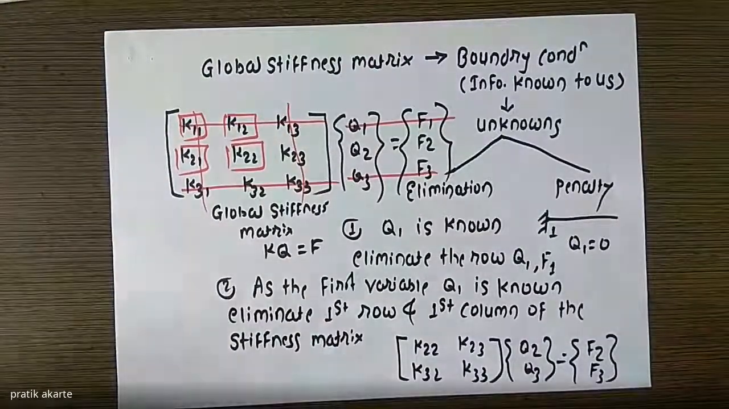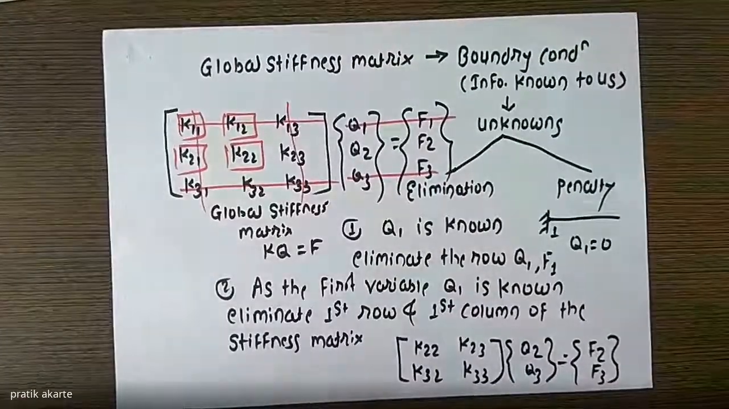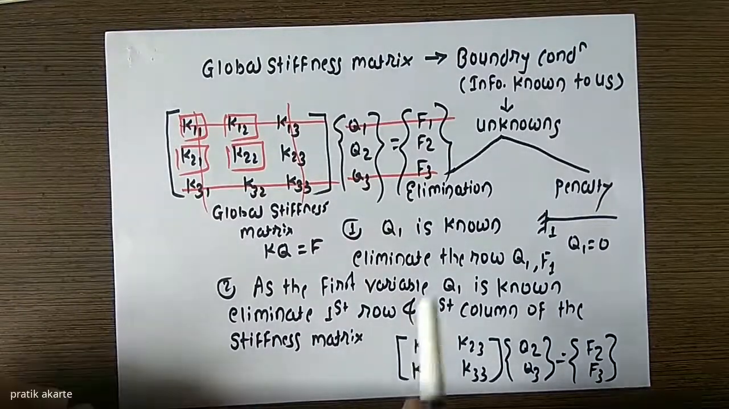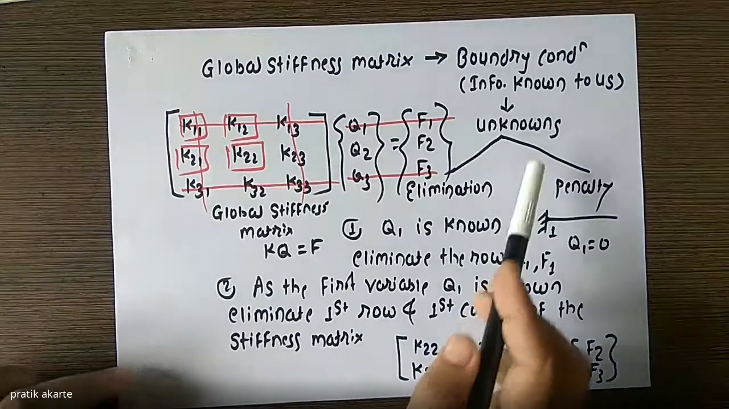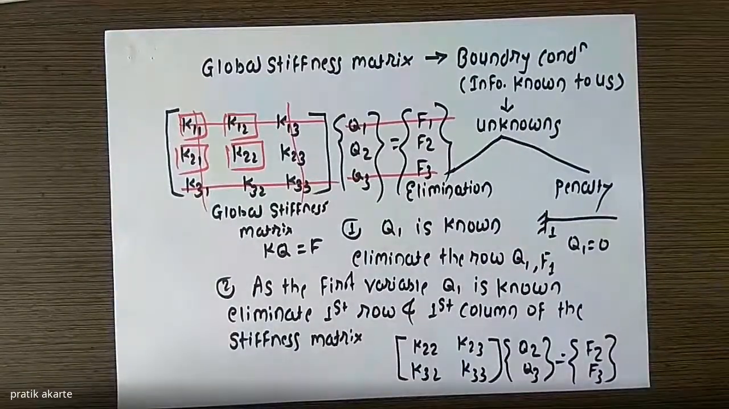If your problem has a 4 by 4 matrix, and you know the conditions at one node, you can convert it into 3 by 3. The more conditions you know, the fewer simultaneous equations you will get. So this is what we call the elimination approach. And why do we need to understand this elimination approach? Because we have to find the unknowns by substituting the boundary conditions. So this is one important point to consider.